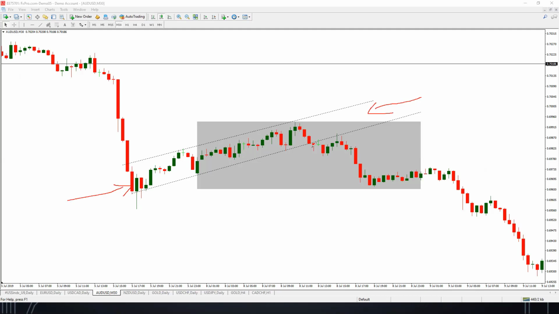The moment market, okay, let me remove this gray shaded area of mine. Right. Now look what happened. Market was higher high, higher low, higher high, higher low, higher high, higher low. But here, market closed below the trend line.